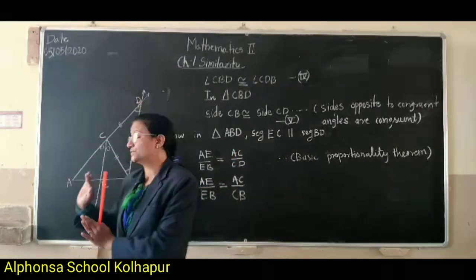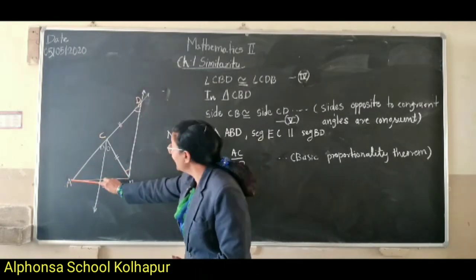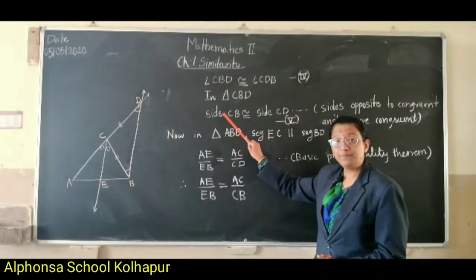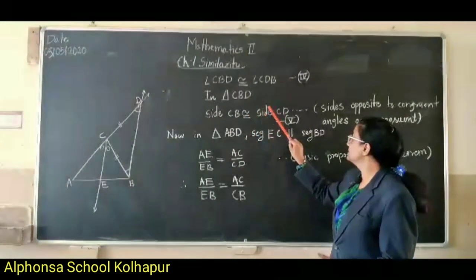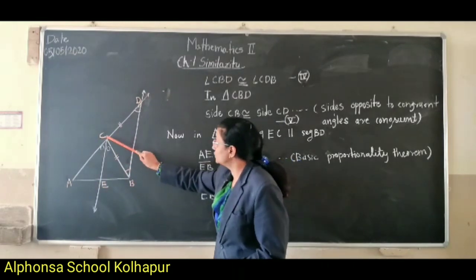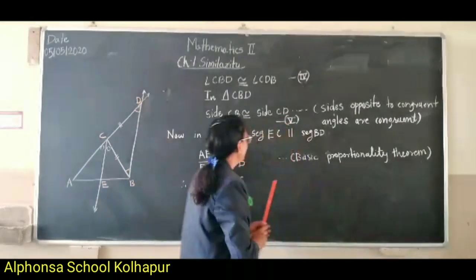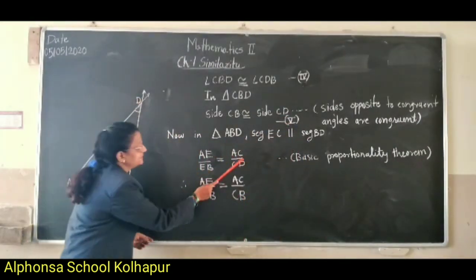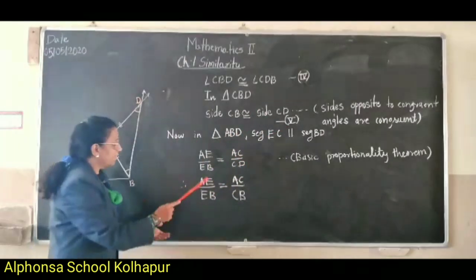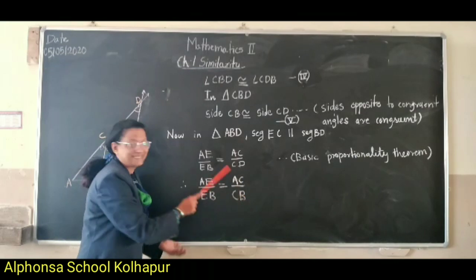Now once again we'll come to the diagram. Just now we had written the ratio as AE upon EB is equal to AC upon CD. But in statement number 5, we had proved that side CB is congruent to side CD. Sides CD and CB are congruent. So in the ratio, can we replace this CD by CB? So the same we are going to do here. We are going to replace this CD by CB from equation 5. So our ratio became AE upon EB is equal to AC upon CB.